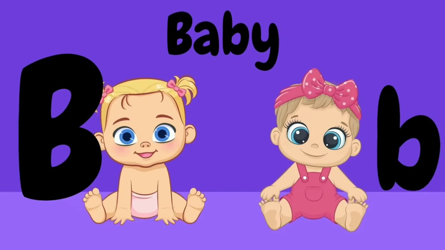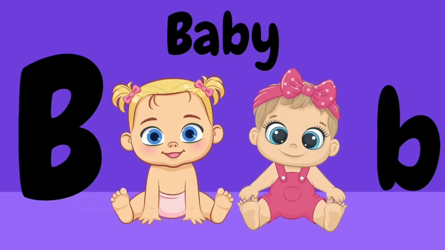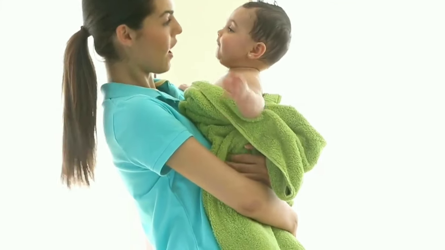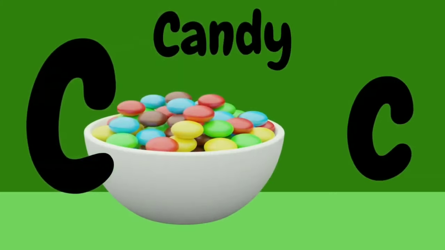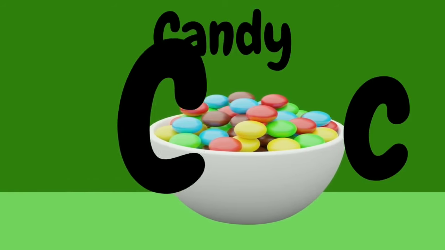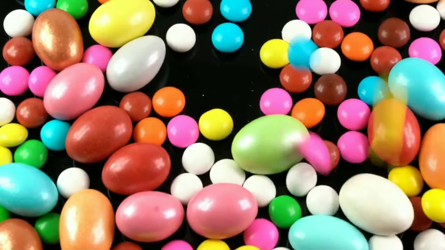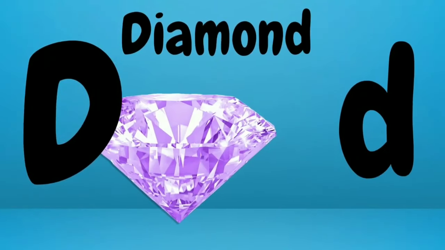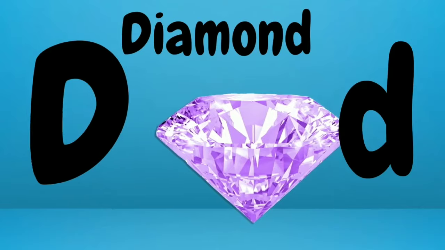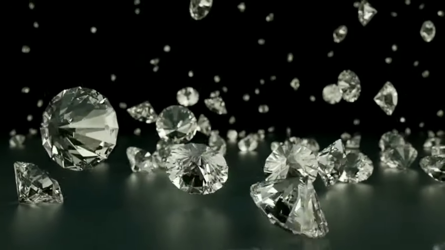B is for baby, baby, baby. This is a baby, baby, baby. C is for candy, candy, candy. This is the candy, candy, candy. D is for diamond, diamond, diamond. This is the diamond, diamond, diamond.